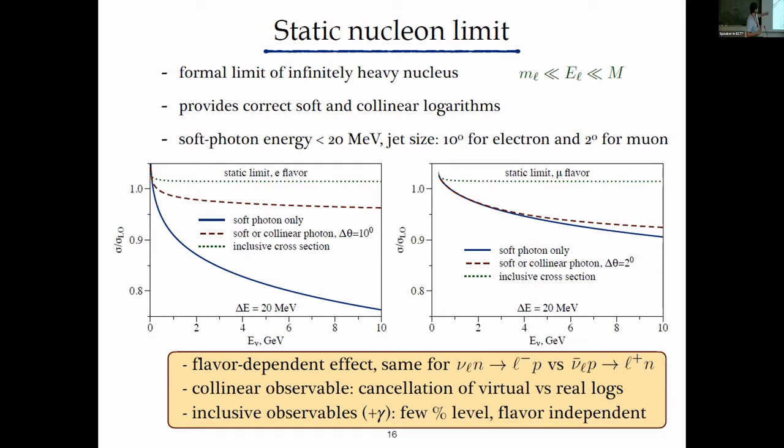Then if you add also radiation of hard photons, all possible photons allowed by kinematics, in such a model, we can do it precisely. We obtain something of a percent level effect, and we have a flavor independent correction, which is also the same for neutrino and anti-neutrino. Of course, it's a first approximation and one can go better, but before this, let's look at how electrons and muons radiate.